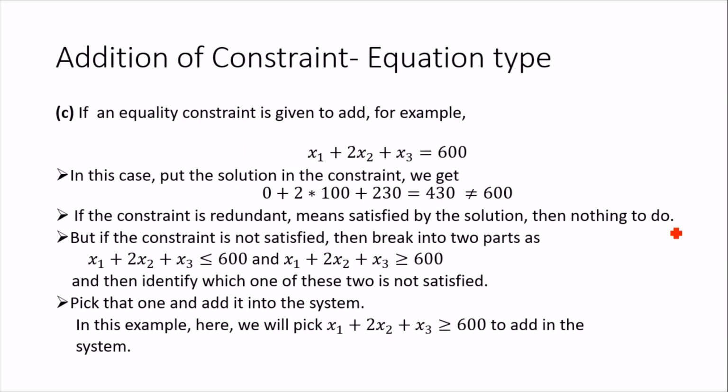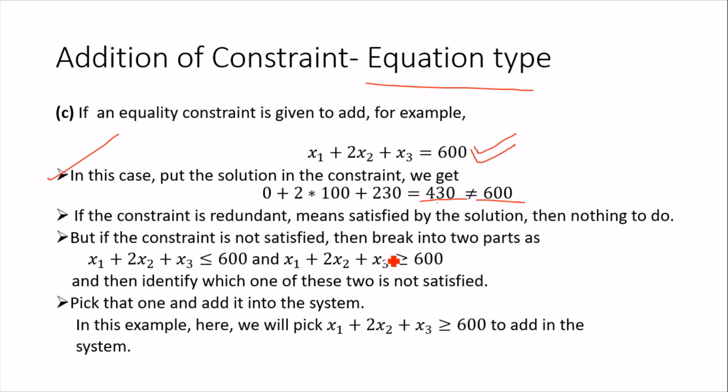Yeah, sorry, we are left with one more case. Equation type. What if the given constraint is an equality type? So if an equality type of constraint is given, then we have to see how to deal with this. So the first step remains the same. You put the solution in the constraint and see whether it is already satisfied or not. If it is already satisfied, then no need to add. But if it is not satisfied, just like here, it's turning out to be 430 and definitely not equal to 600. So it's not satisfied.